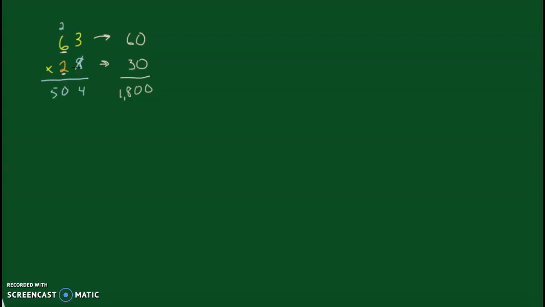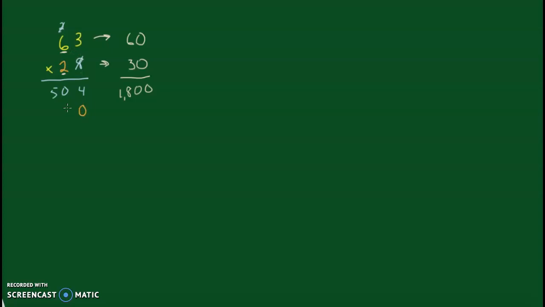Now I'm done with the ones place. So I'm done with my light blue. Now I'm going to move to the tens place. Since I'm multiplying by the tens place, I can put a 0 down here as a placeholder. Anytime you multiply a number times 10, it ends with a 0. That's another way to think about this.